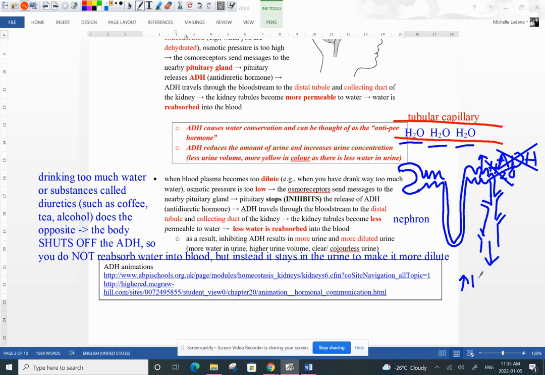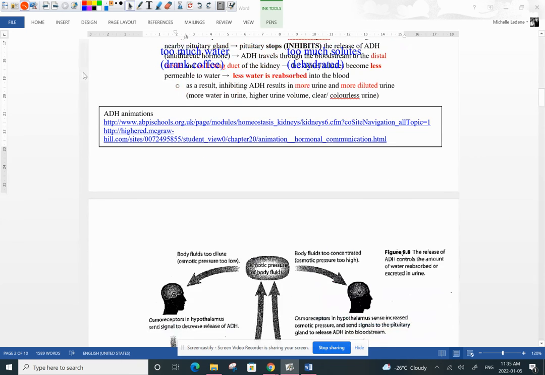So there's more water in your urine. And of course, we all know what that looks like. When there's more water in your urine, it's more clear. Okay, so it looks less yellow. It's watery, right? It's almost colorless. And there's a higher concentration of water in the urine. Okay. All right, so those are diuretics, and they inhibit or stop the action of ADH, the antidiuretic hormone.